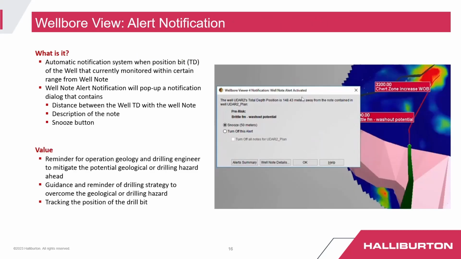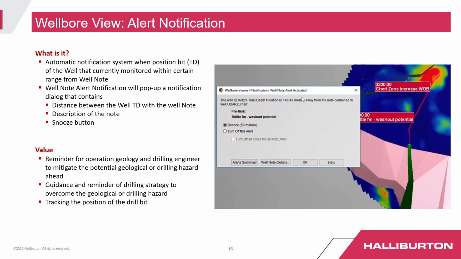Wellbore View Alert Notification is an automatic notification system that will be triggered if the total depth of the well you currently monitor is within a certain proximity range of well notes. When the TD of the wellbore exceeds the proximity radius set, the alert notification will be triggered, and you will see a pop-up dialog showing the distance of your drill bit to the well notes, and descriptions of the well notes. Having the well notes interpreted around the wellbore and an automatic alert system will help operation geology to track the position of the bit.